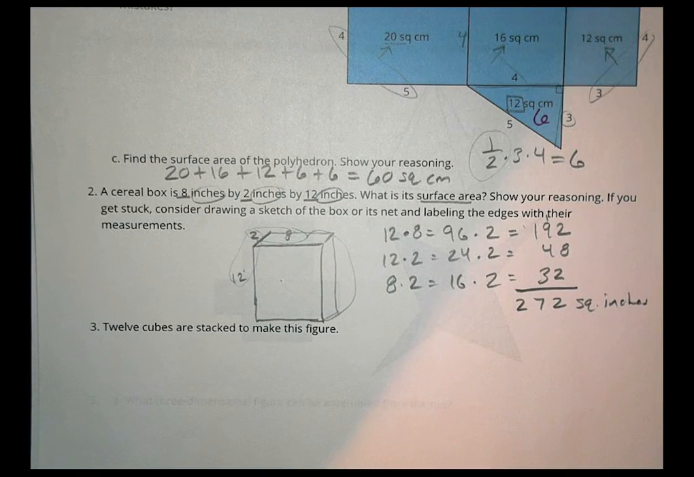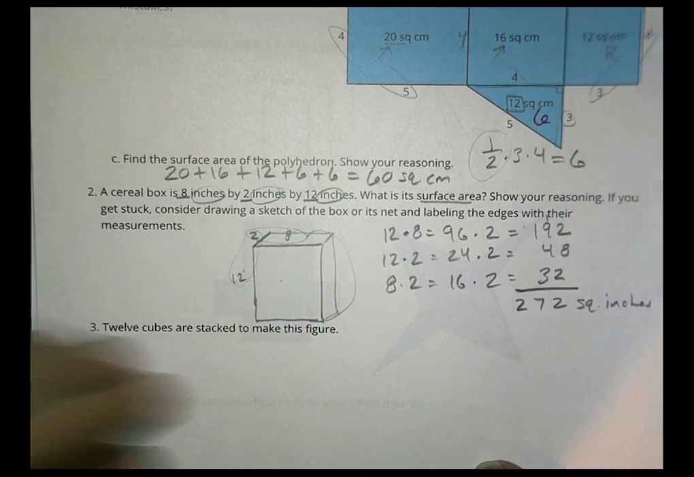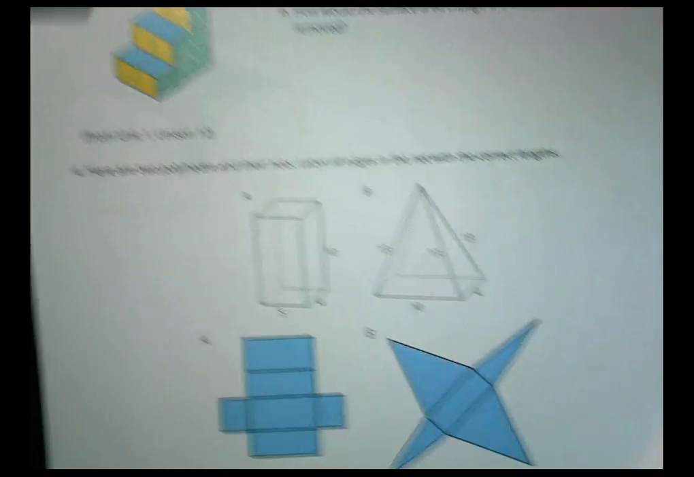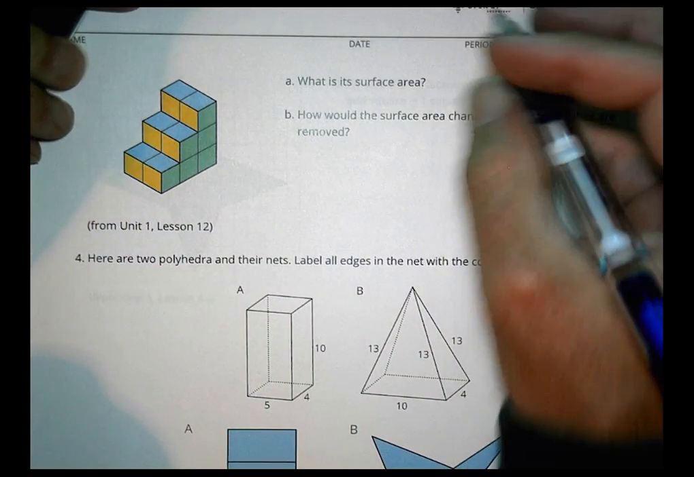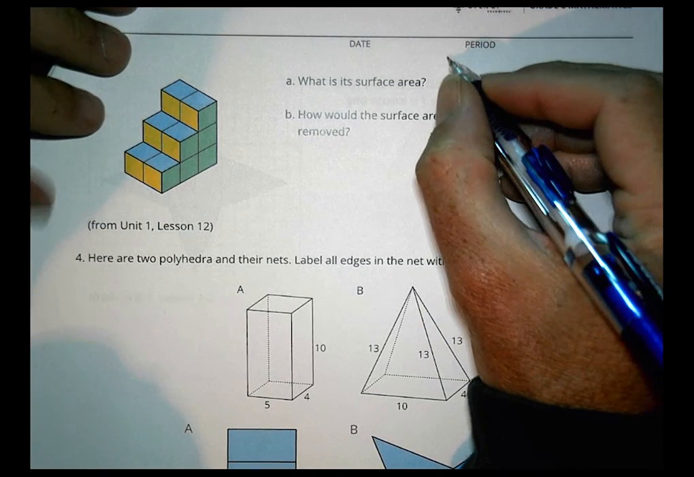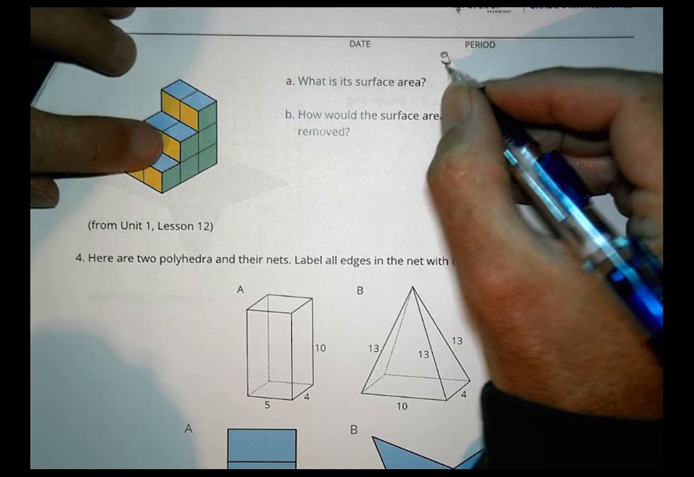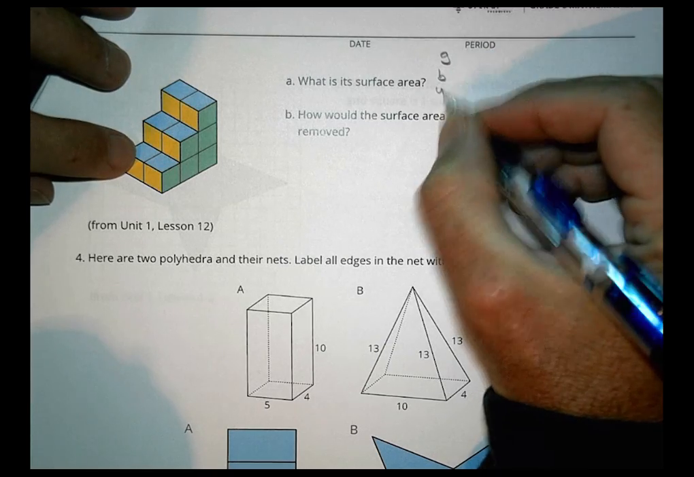Alright, for number 3, it says that 12 cubes are stacked to make a figure. Let's turn my page and we'll take a look at what that figure is. 12 cubes. Here we go. Lovely. What is the surface area of the 12 cubes? Alright, we've done this before, and what I did last time, I just looked at the colors. The colors are very helpful. I have a green, I have blue, and I have yellow.